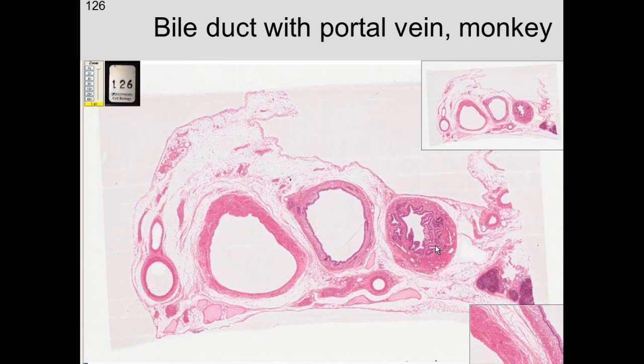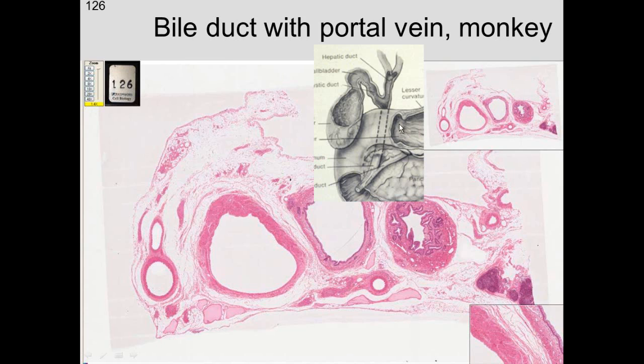If you look at this portal vein and bile duct set that we see here in the monkey, here is the portal vein, the large vein that we looked at before. Here's a common bile duct and the cystic duct. And the cystic duct is the one that goes to the gallbladder itself and regulates discharge from the gallbladder.